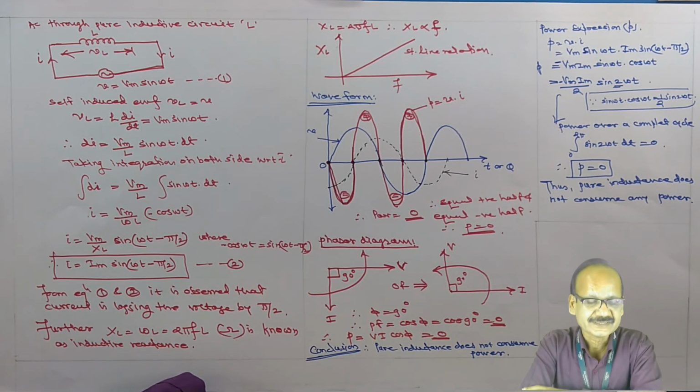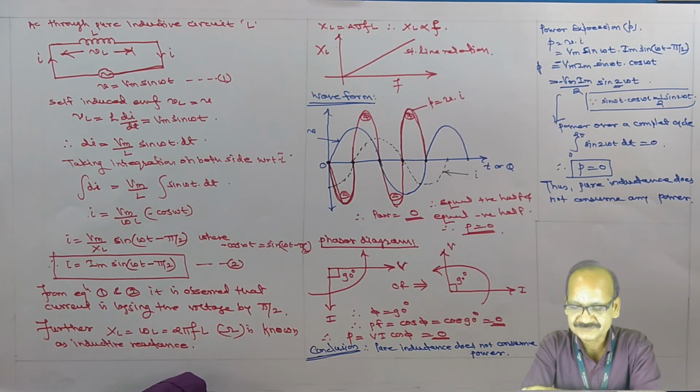Further, the reactance offered by the inductance is known as inductive reactance XL, and XL equal to omega L equal to 2 pi fL, and its unit is ohm. So XL is directly proportional to the frequency, and therefore it has a straight line relation. As the frequency increases, the inductive reactance increases.